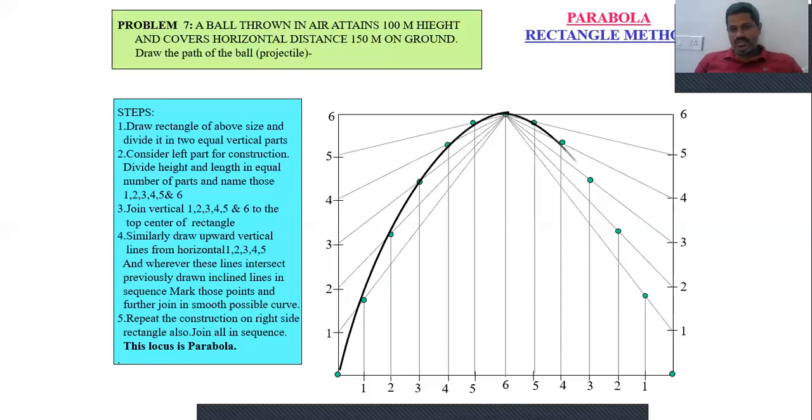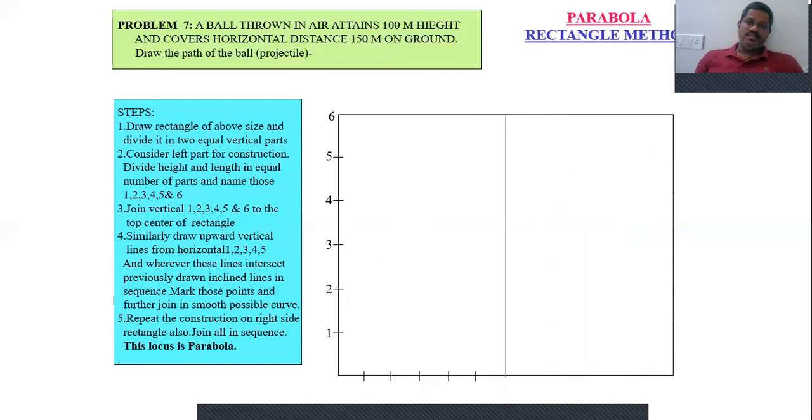So joining all these points, we will get a smooth curve, which is also known as a parabola in the rectangle method or tangent method. I repeat this once again. Draw a rectangle with the given dimensions. In this case, the length of the rectangle is 150 meters, so that is the range. Then the height is 100 meters.